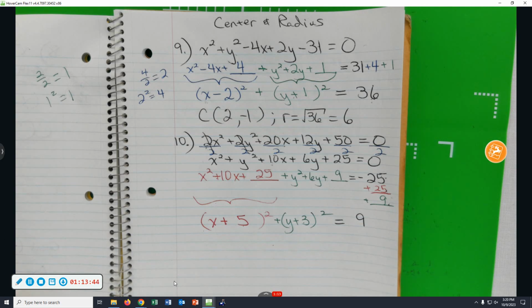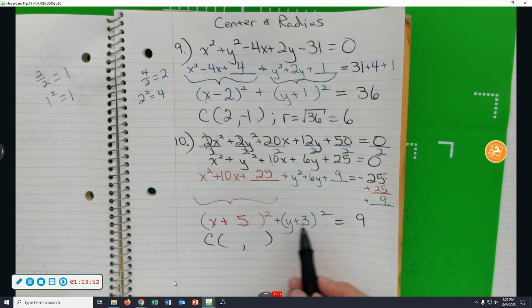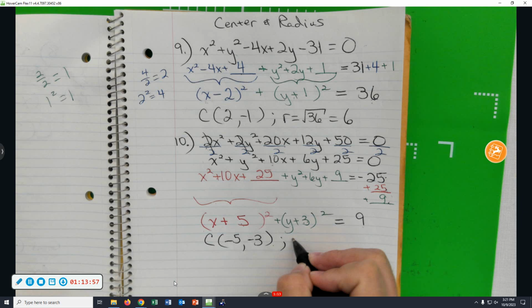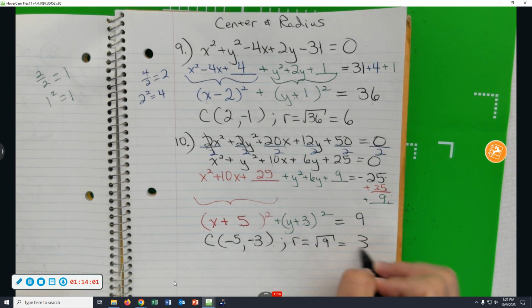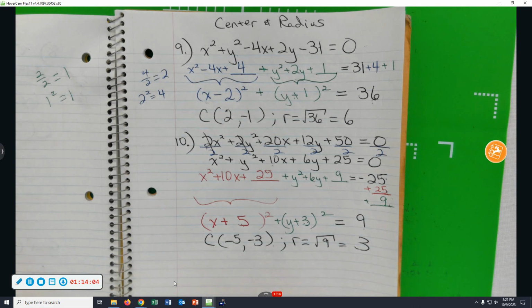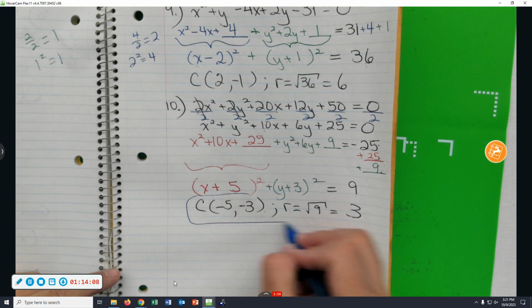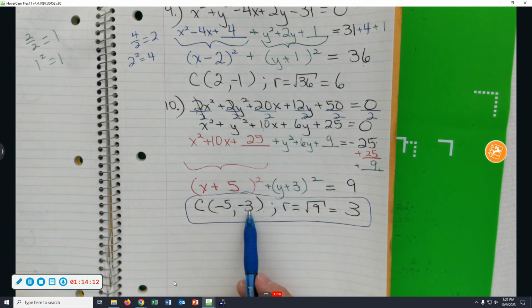Is this going to be a circle? Yes, because that number over there is positive. What's the center? Negative 5, negative 3. Change sign. Radius? Take the square root of 9, which is 3. Change sign, take the square root.